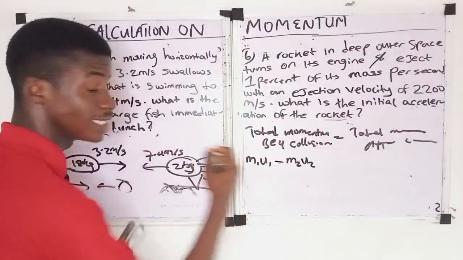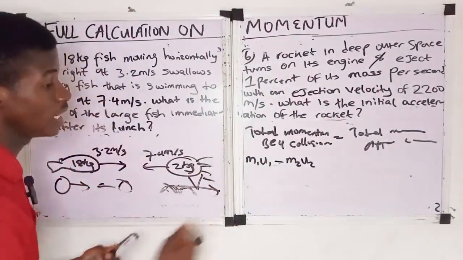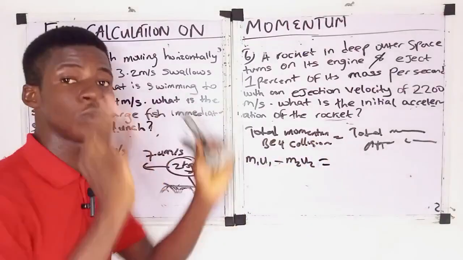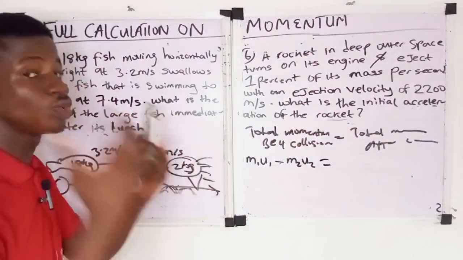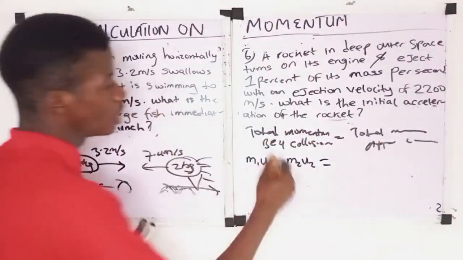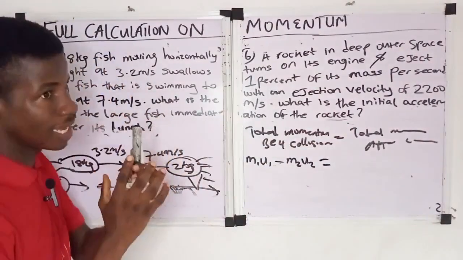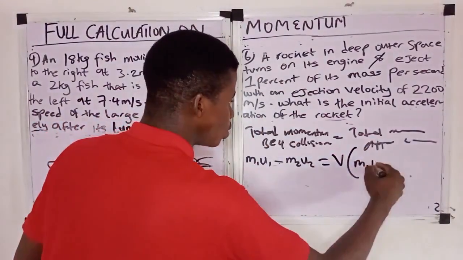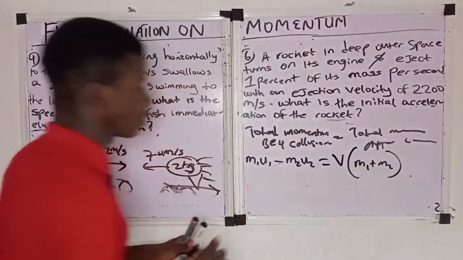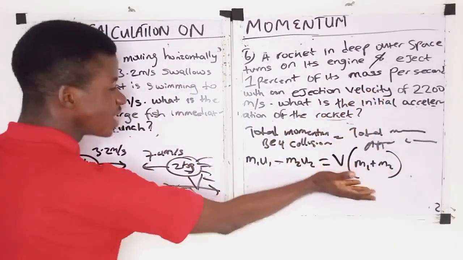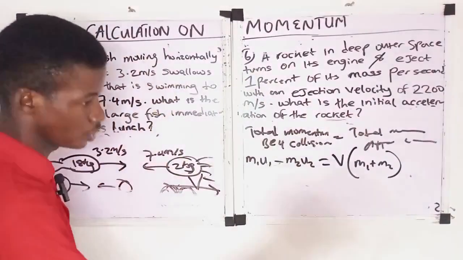Since both of them are moving in opposite directions, here it will be minus. Had they been moving in the same direction, we would have used plus. Then it equals, now remember, after they collide in a perfectly inelastic collision, they stick together. The two masses stick together and move with one common velocity. So this formula is for a perfectly inelastic collision.